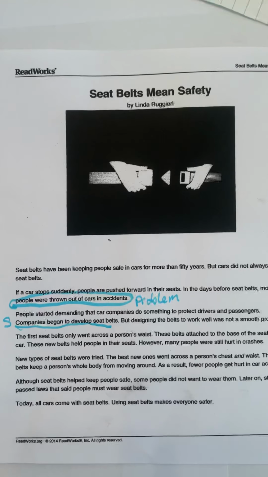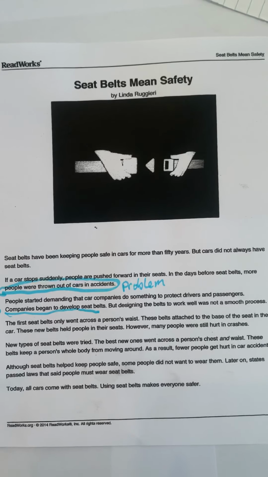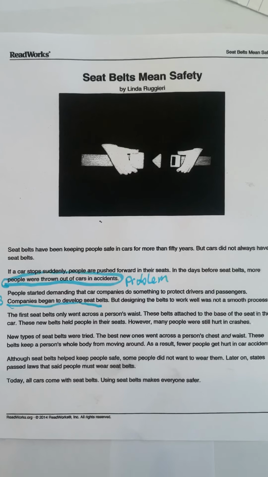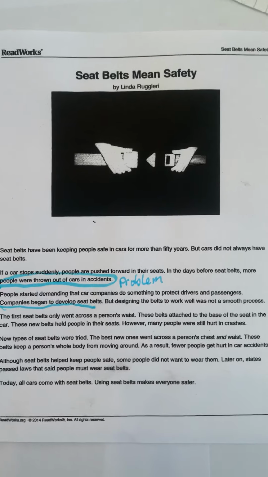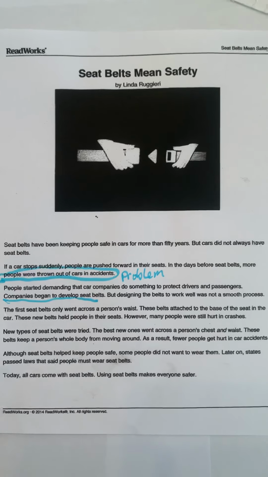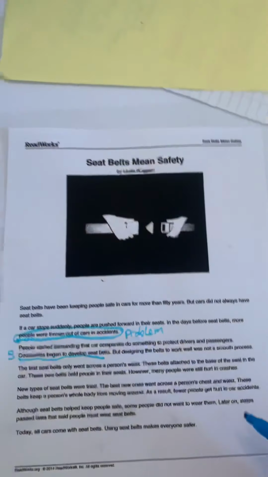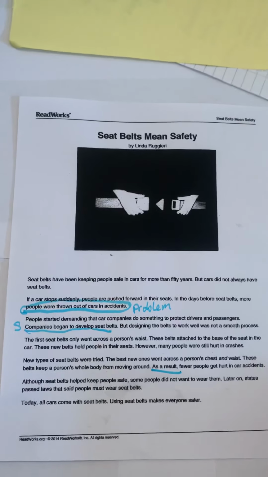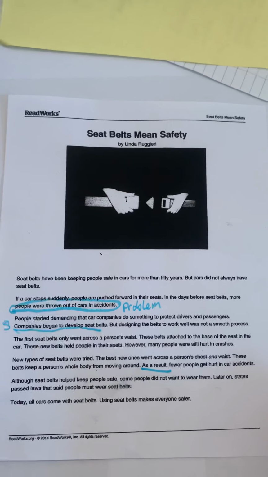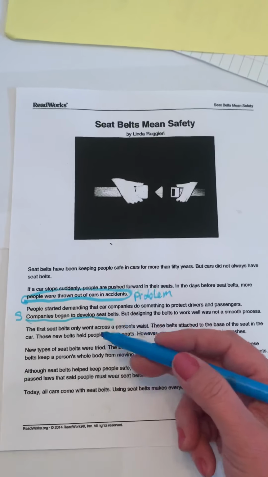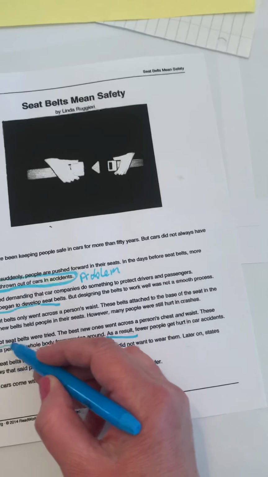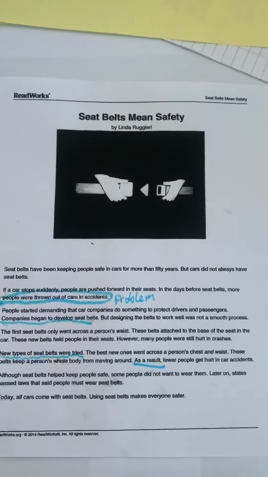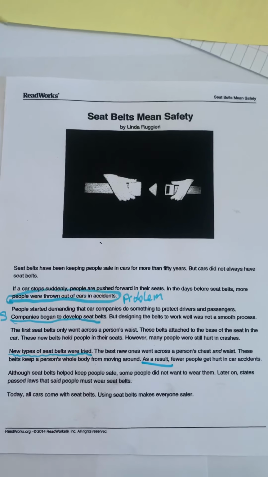New types of seatbelts were tried. The best new ones went across a person's chest and waist. These belts keep a person's whole body from moving around. As a result, fewer people get hurt in car accidents. Oh, here's a clue. As a result, that tells me I think something else was part of my solution. So companies began to develop. Here's another one. New types of seatbelts were tried.